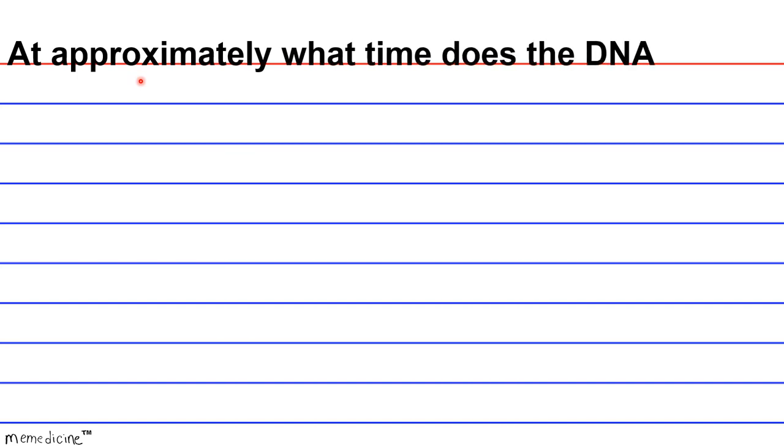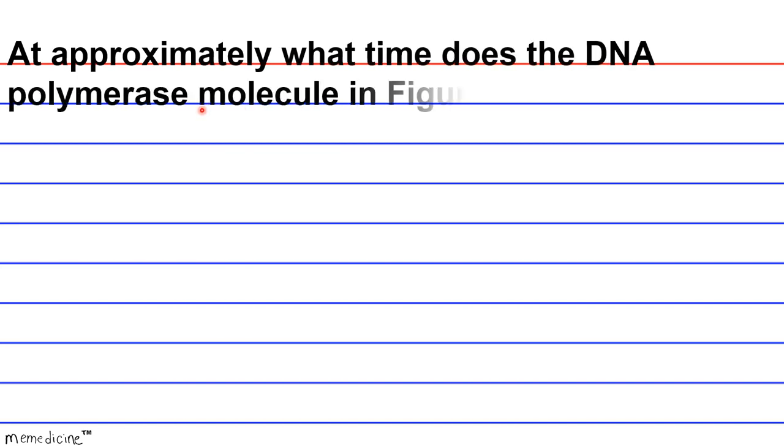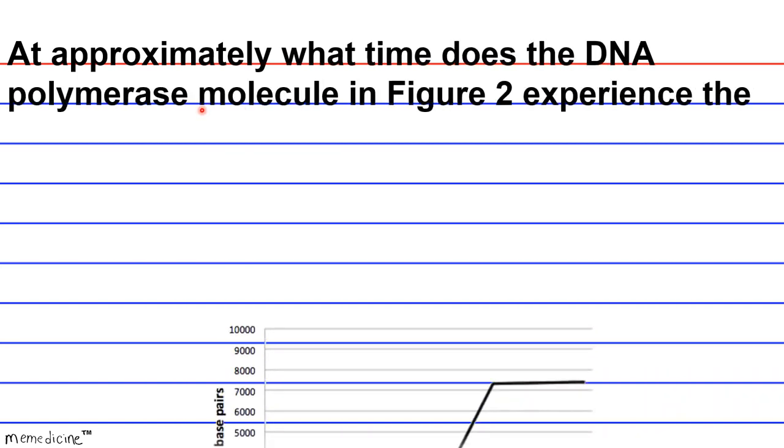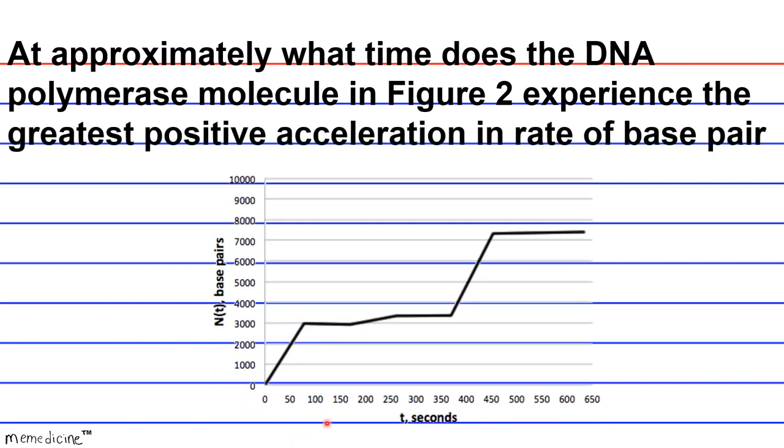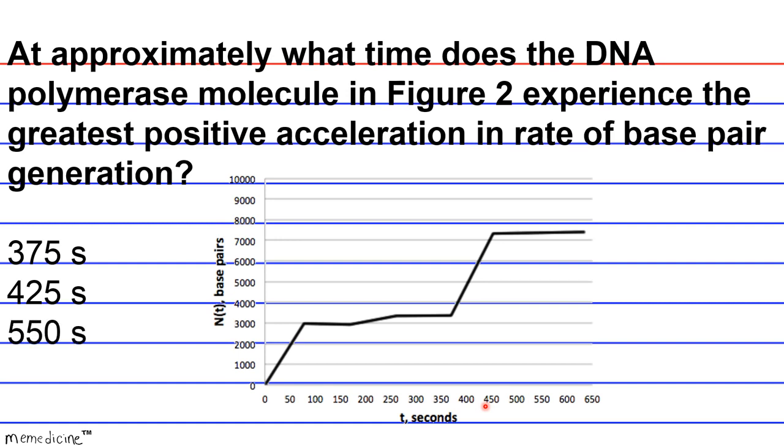At approximately what time does the DNA polymerase molecule in Figure 2 experience the greatest positive acceleration in rate of base pair generation? Is it A, 375 seconds, B, 425 seconds, C, 550 seconds, or D, 75 seconds?